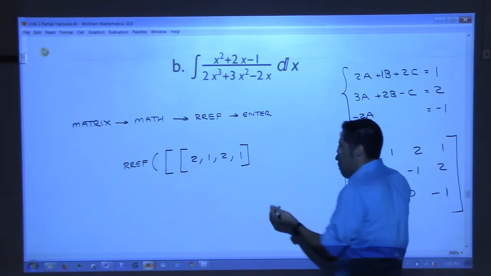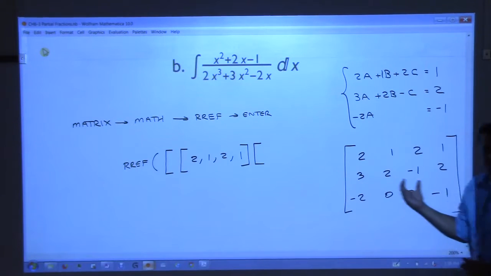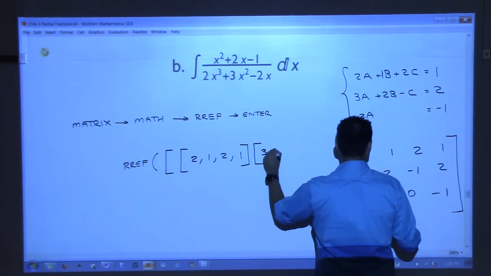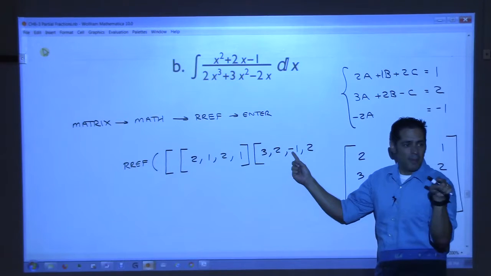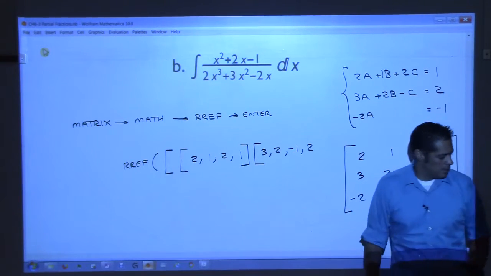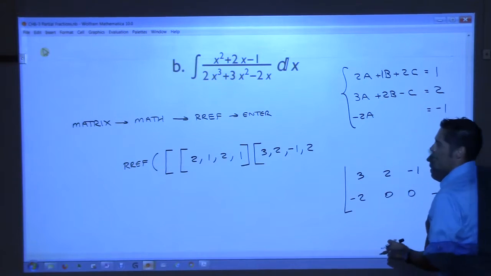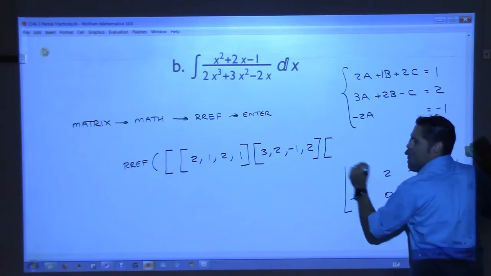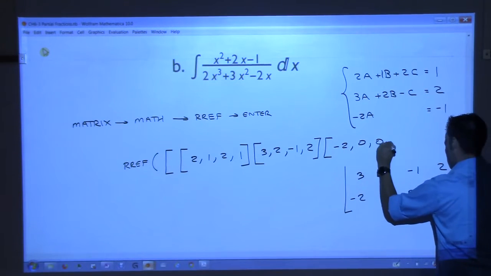Next, open bracket. No comma between the brackets, just open bracket. And now you feed it the second row: 3, comma, 2, comma, negative 1, comma, 2. And make sure you use the negative 1. Don't use the minus sign. You know how there's a negative sign and a minus sign? Use the negative 1. What next? Close bracket. Next, open bracket for the last row: negative 2, comma, 0, comma, 0, comma, negative 1.